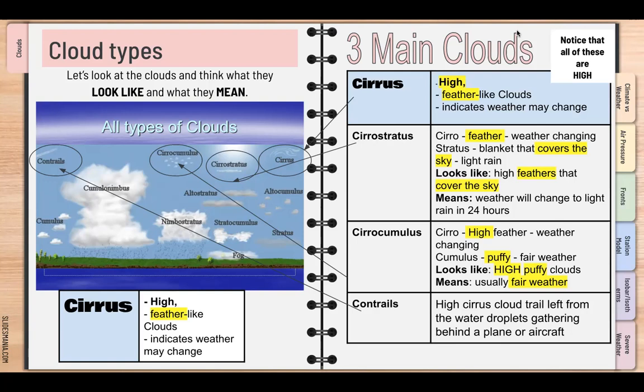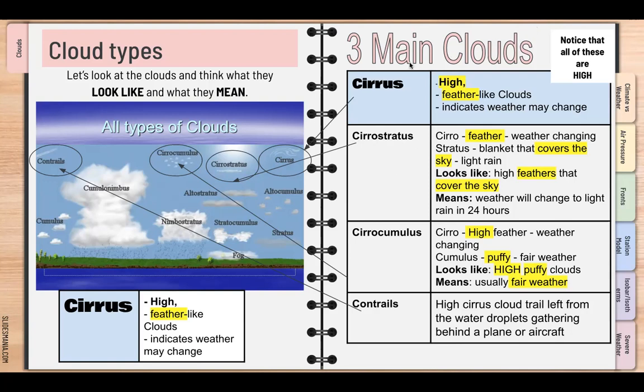Finally, the last type of cirrus cloud you might see is what we call contrails. These are probably really familiar to you. When we see contrails, those are those high cirrus clouds, the trails that are left behind from a plane or an aircraft. So oftentimes when you're looking up in the sky and you see a plane flying by and you see a cloud forming behind it, those are what we call contrails.